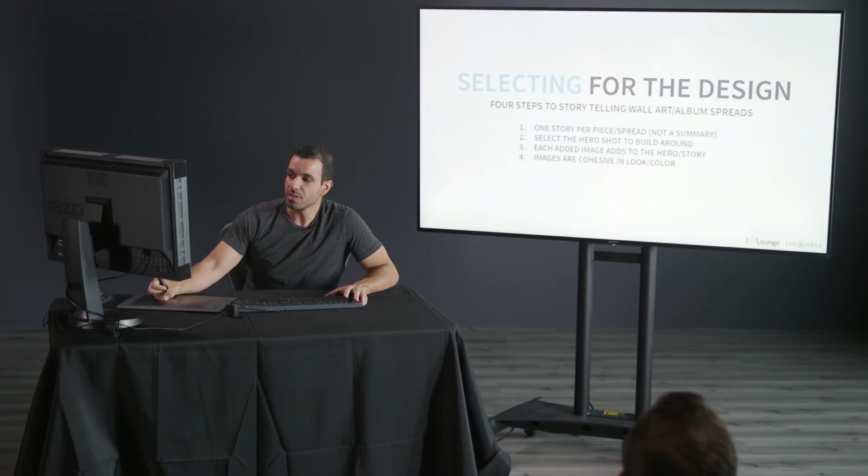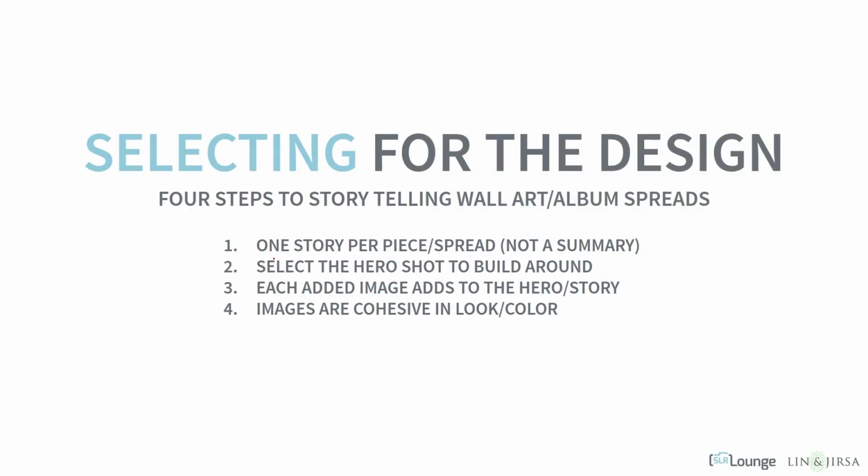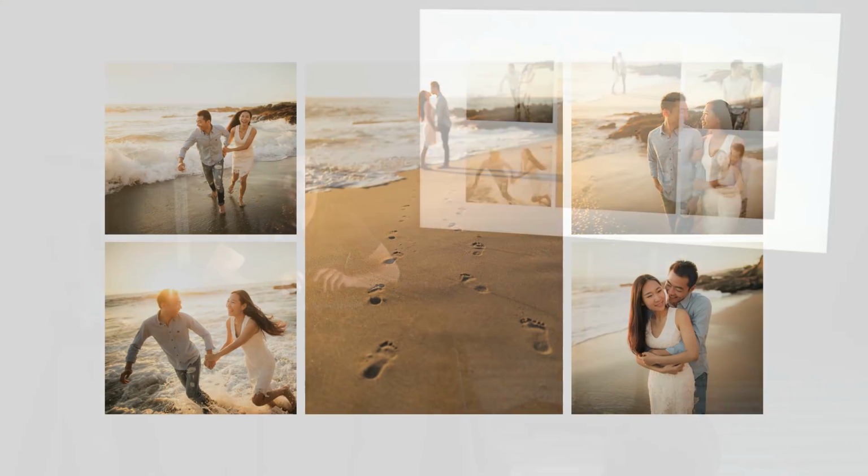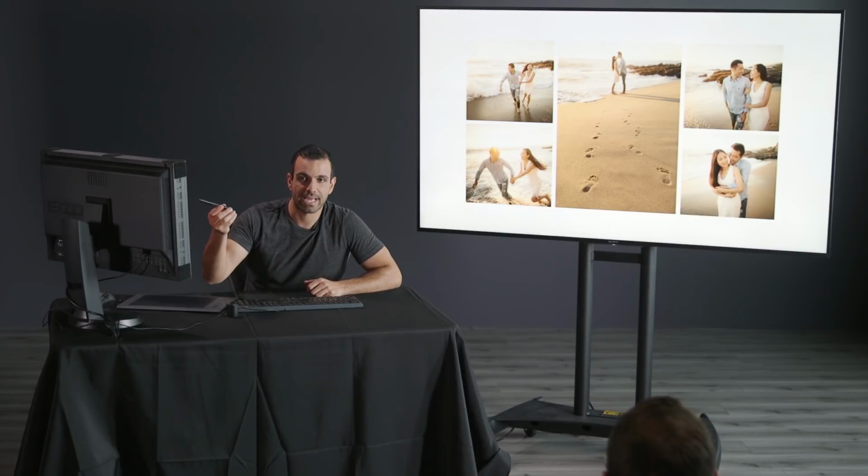So what we want to do is aim for one story per piece. We select the hero shot to build around, and then each added image should support that hero shot, and the images are cohesive in look and color. So, examples. This is one that we have up in the gallery, right?